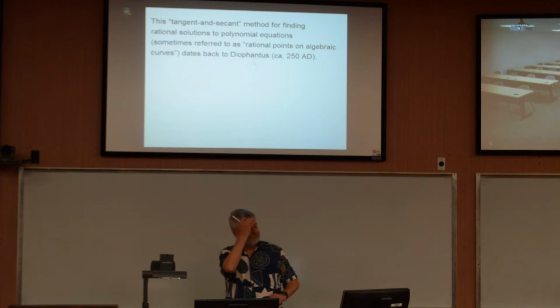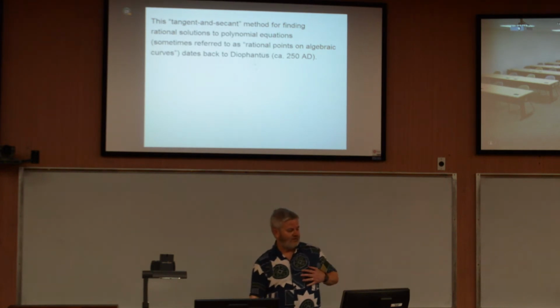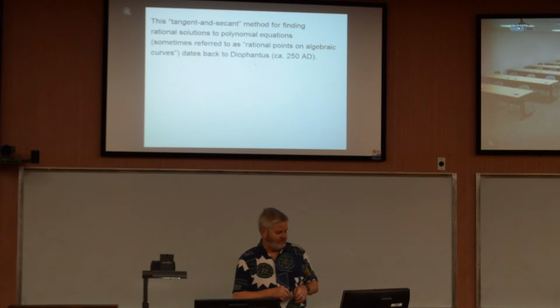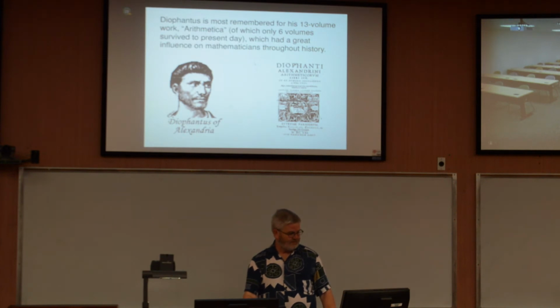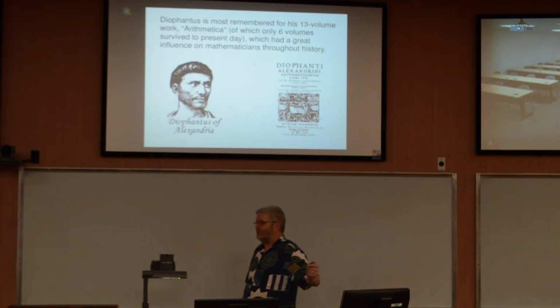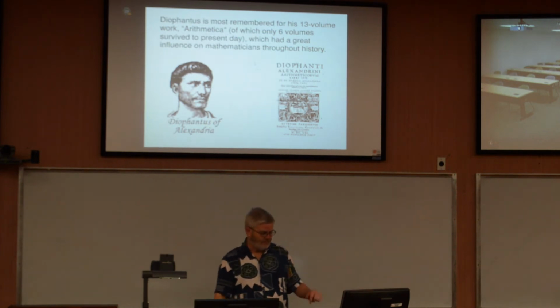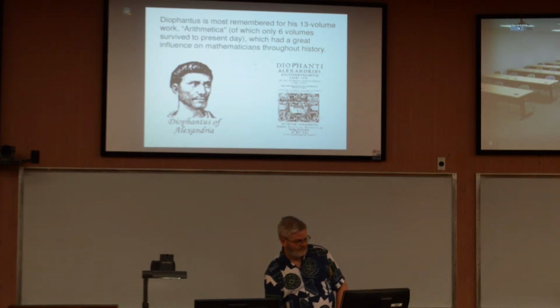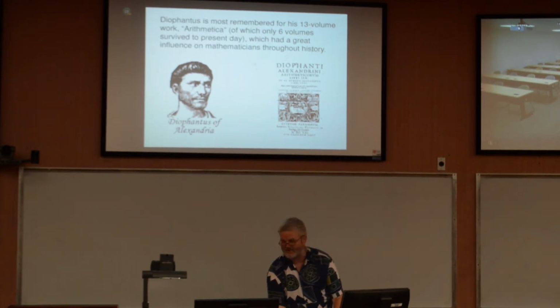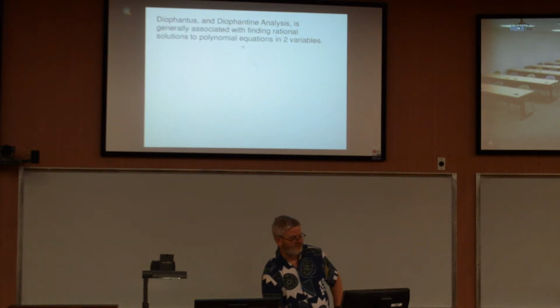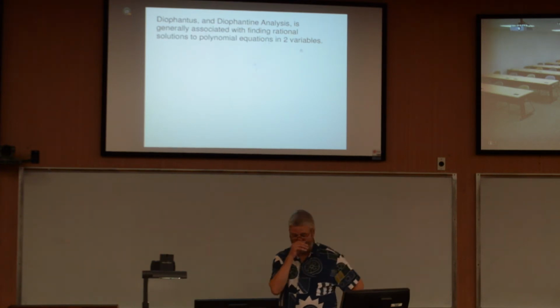But the tangent and secant method for finding rational solutions to polynomial equations, sometimes referred to as the rational points on an algebraic curve, dates back to Diophantus. He lived around 250 AD, and he wrote the very influential book called Arithmetica, that a lot of mathematicians later on refer to. And sometimes he was called the father of algebra, right? It's hard to find that reference, but only 6 volumes of his Arithmetica survive today. Diophantus and Diophantine analysis is generally associated with finding rational solutions to polynomial equations in 2 variables.